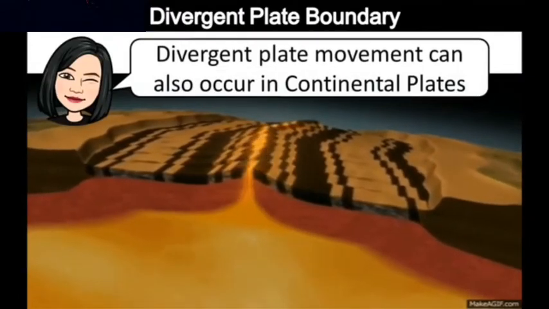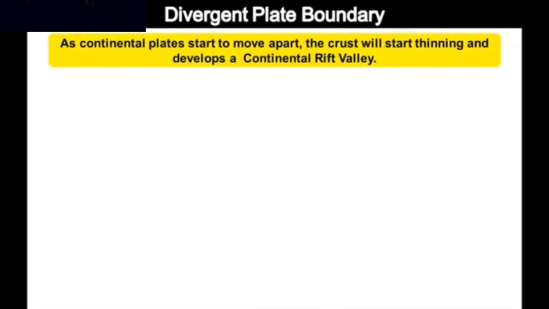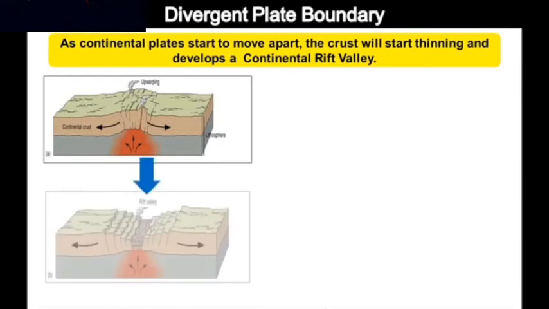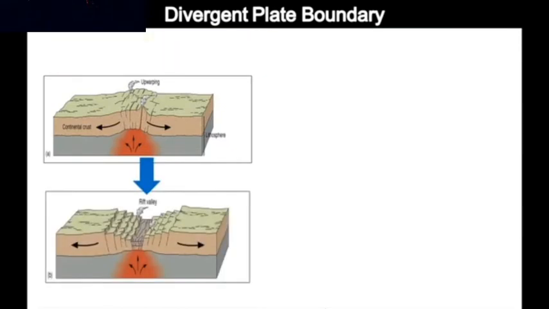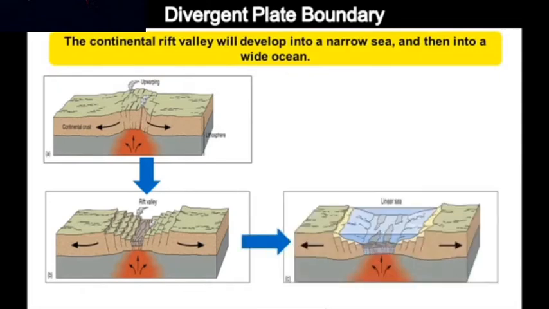Divergent plate movement can also occur in continental plates. As a continental plate starts to move apart, the crust will start thinning and develops a continental rift valley. The continental rift valley will develop into a narrow sea and then into a widened ocean.